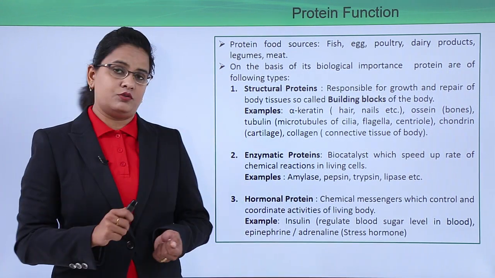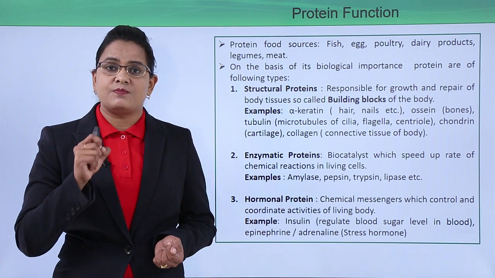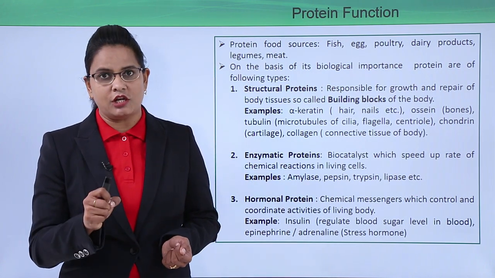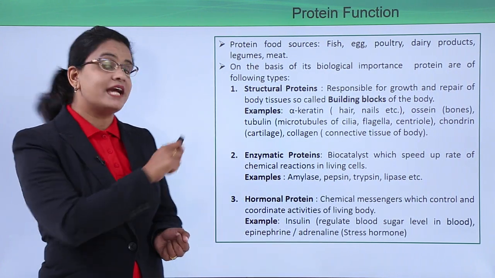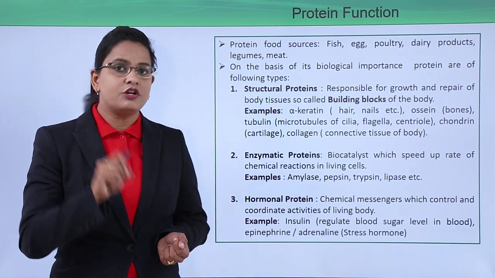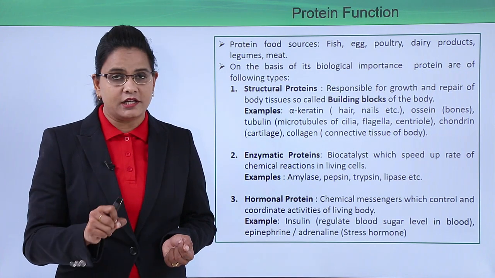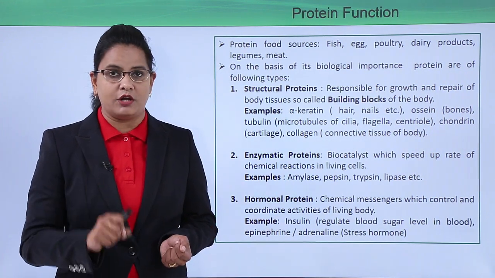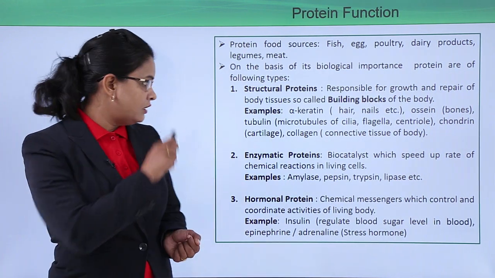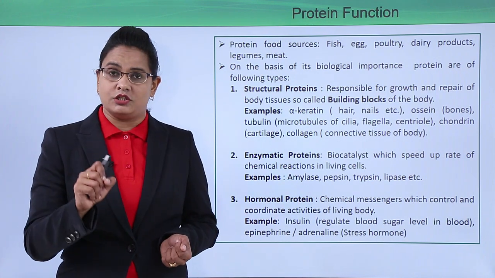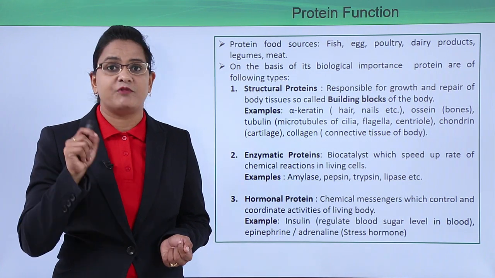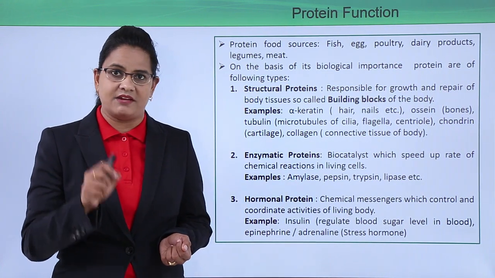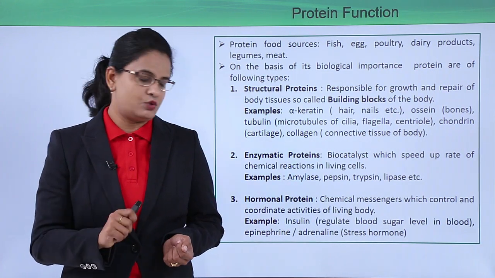The tubulin protein, which is present in the cilia and flagella of the cell and also in the centrioles of the cell. Next is chondrin protein, which is present in cartilage and forms the cartilage of the body. Next is collagen. The collagen which forms the connective tissue is also a type of protein which has a triple helix in it. We have studied about it in the previous videos.